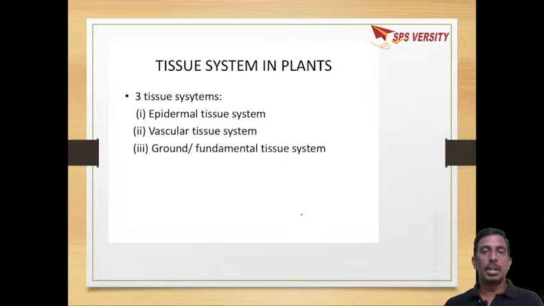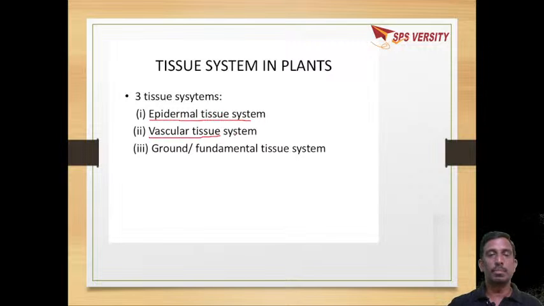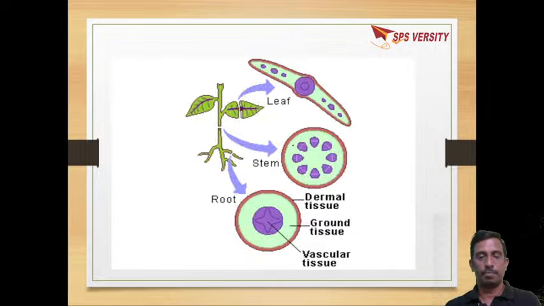So अभी तक हमने पढ़ा है tissues in plants, meristems और permanent tissues. So अभी हम पढ़ाएंगे tissue systems in plants. Plants में 3 types of tissue systems रहता: epidermal tissue system, vascular tissue system और ground or fundamental tissue system.